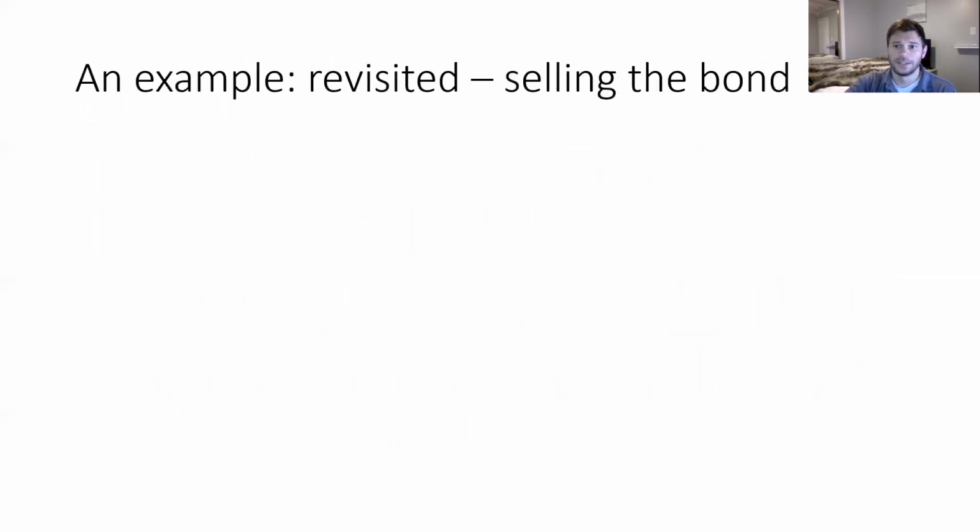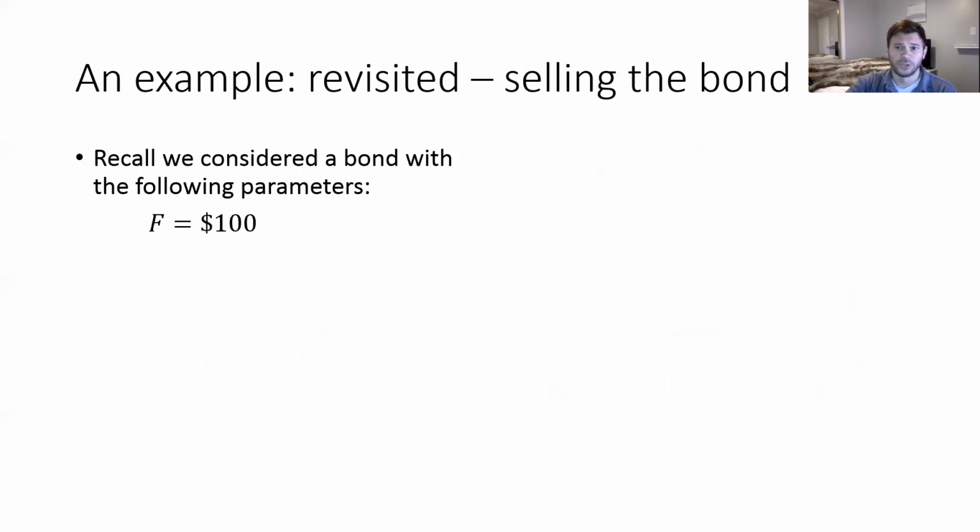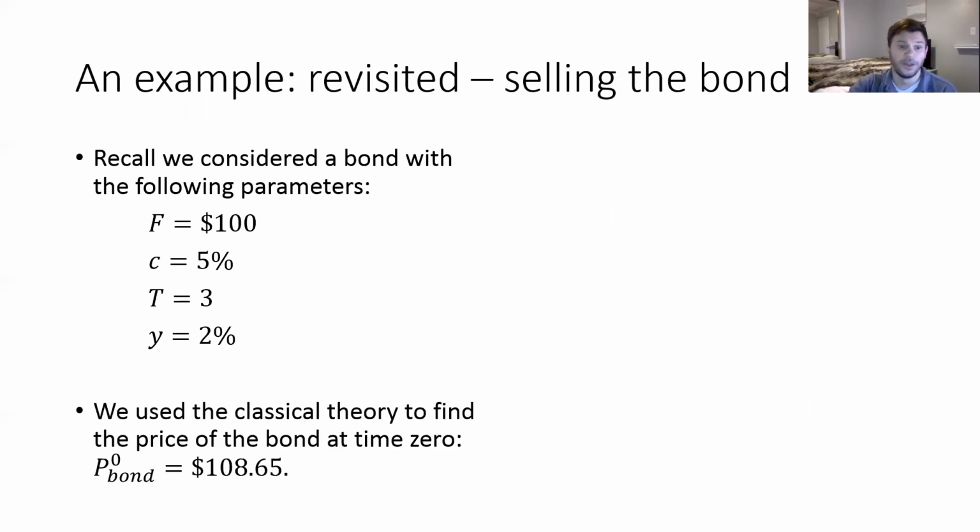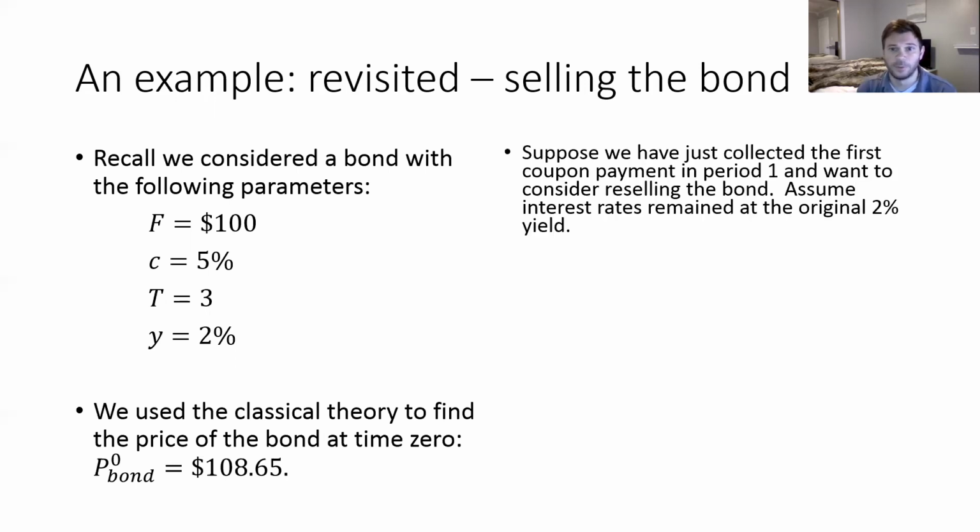So let's go ahead and take a look at a situation where we consider selling a bond, and we'll stick with the one that we've been familiar with here. We have this bond, $100 par value, a coupon rate of 5%, making payments for 3 periods at a yield to maturity of 2%. And we showed here using the classical theory that in period 0, that bond is worth $108.65.